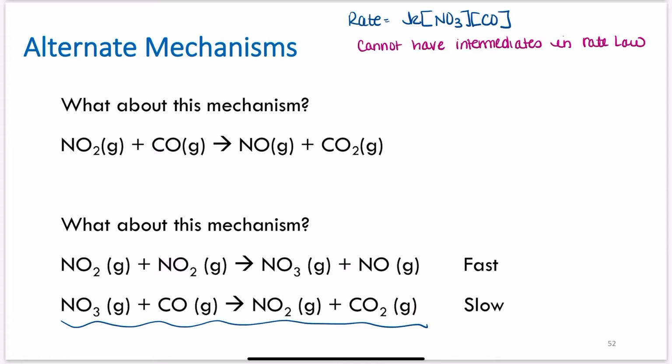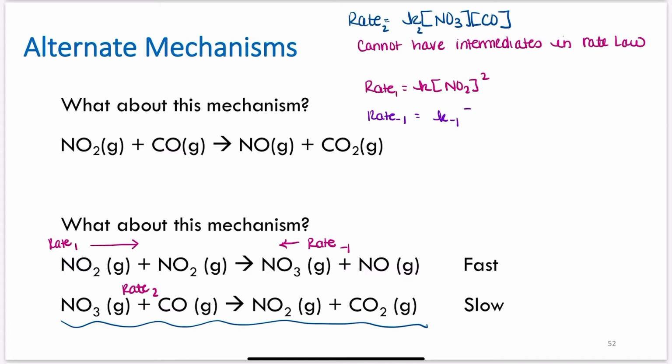If I look at my first reaction where the NO3 is actually produced, what I'm going to say is the rate going this direction is rate 1. The rate in the reverse direction is the rate minus 1. And I'm going to call this rate 2 just to keep them straight. Okay, so rate 2, K2. If I wrote the rate 1, this would be K times concentration of NO2 squared. If I wrote rate minus 1, K minus 1 times NO3 concentration times NO.